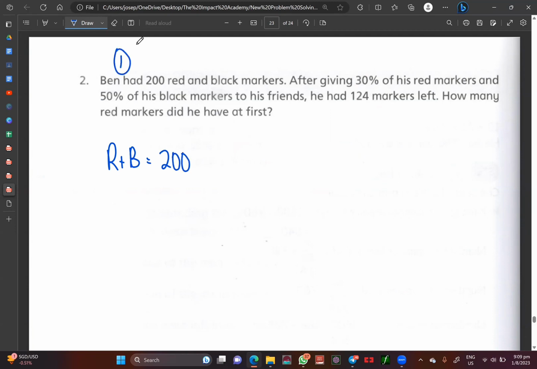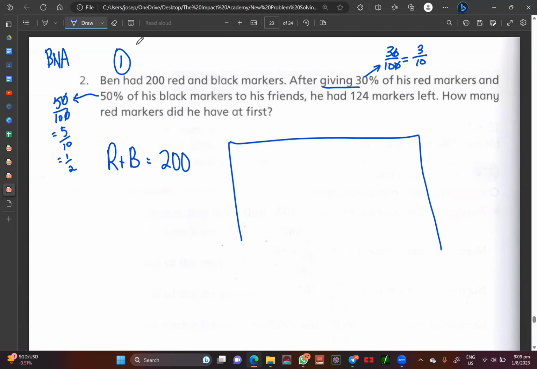In the second part of the sentence, it says after giving 30%, so we do 30 over 100, we cancel, and we get 3 over 10 of his red markers, and 50%, which is 50 over 100, cancel, you get 5 over 10. Of course, you can reduce to 1 over 2. Since I see that there is a before and after, we will draw a table.